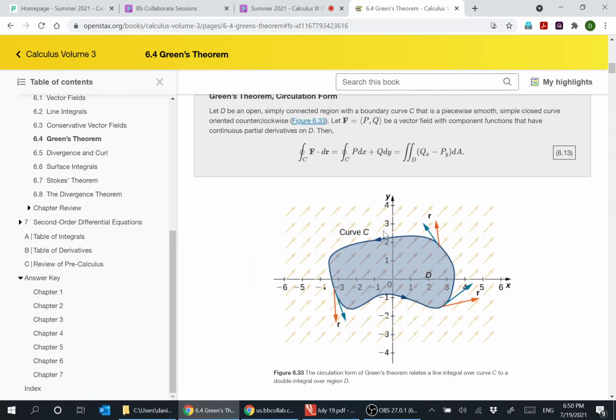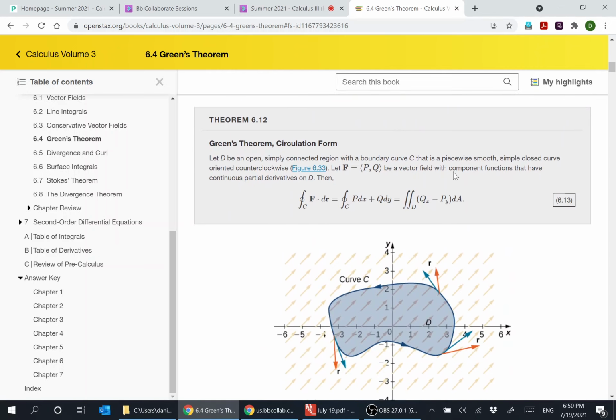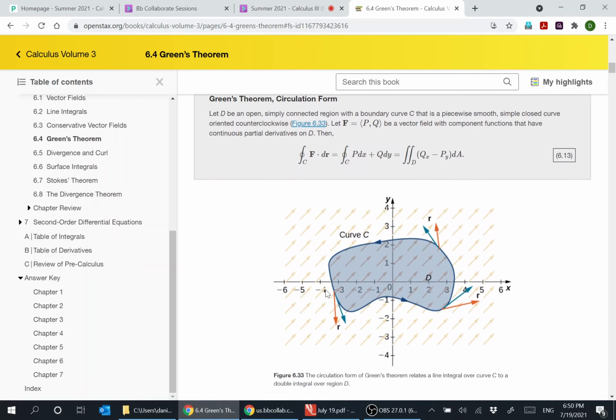Where's the formal statement of Green's theorem? Continuous, right? Continuous partial derivatives on D. So because the origin, so this does contain the origin or doesn't contain the origin?